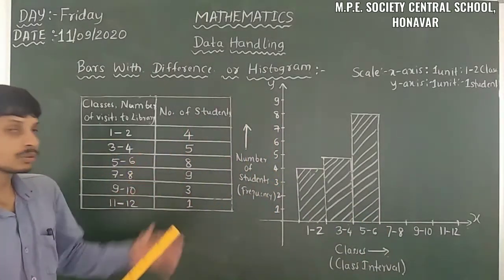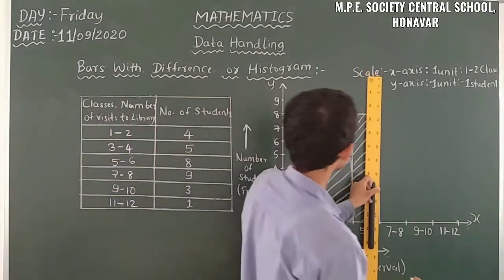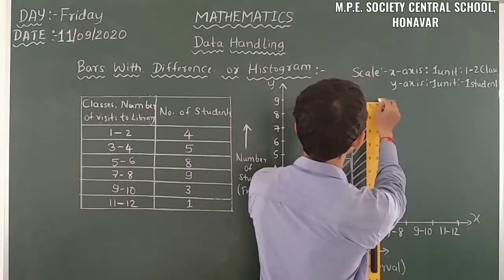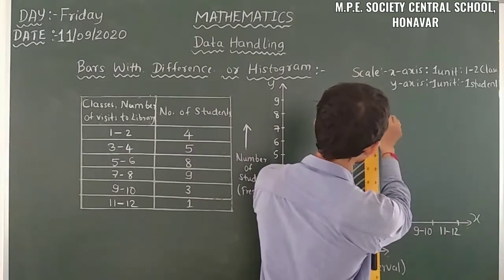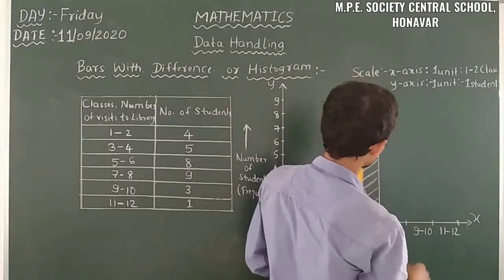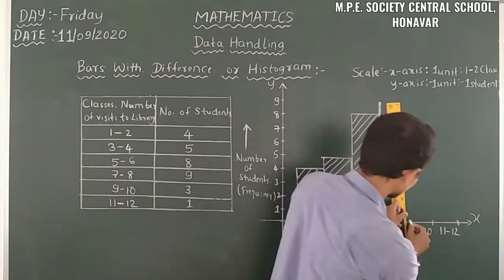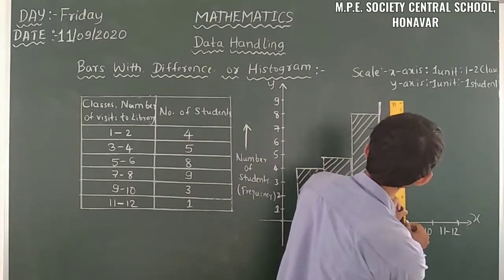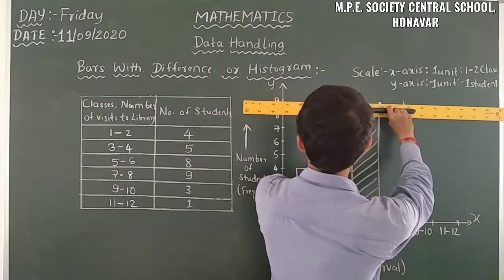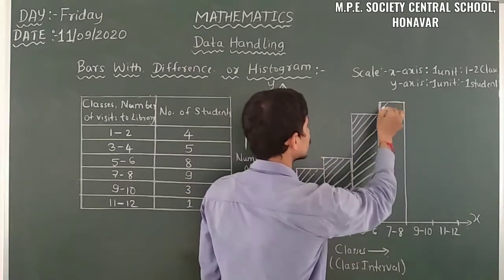Then 7 to 8. 7 to 8 means it's a 9. So here what we have to do? We have to take up to 9 here. So when it is 9, here it is 9. Up to that we have to increase the initial line. Then here we have to take the line up to the mark of 9. Here it is like this. Up to the mark of 9 we have to take the bar. After that you have to shade like this.